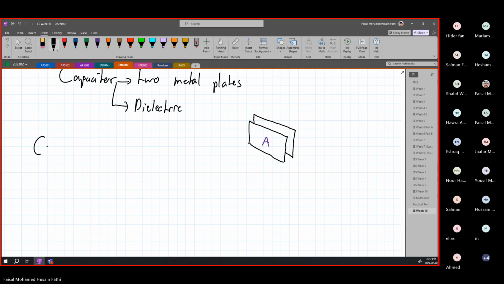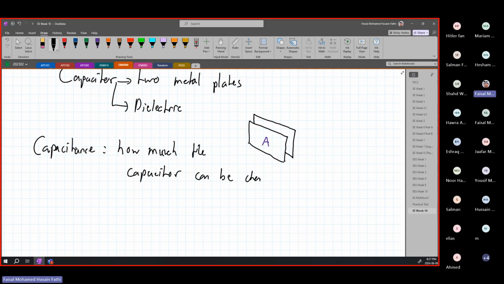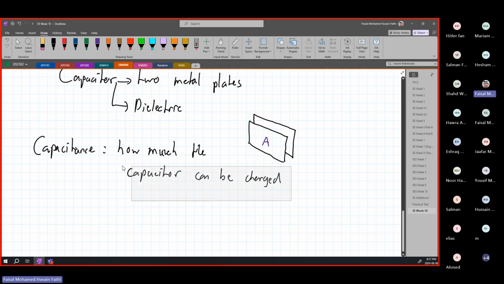So capacitance is how much the capacitor can be charged, all right? This is what capacitance is. When we're talking about capacitance, we're talking about how much the capacitor can charge, can hold or have charge of a specific amount of voltage.